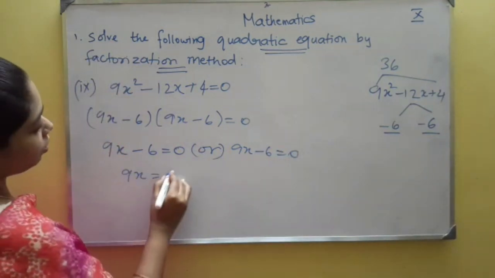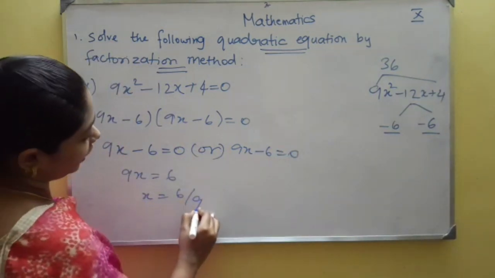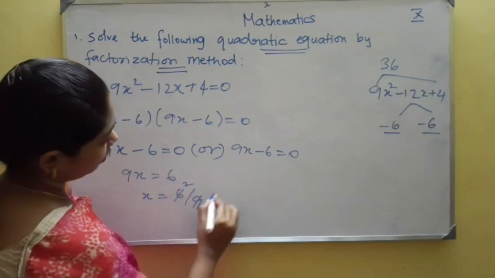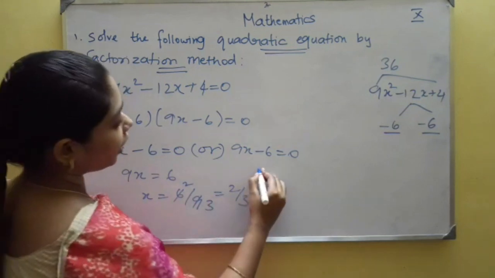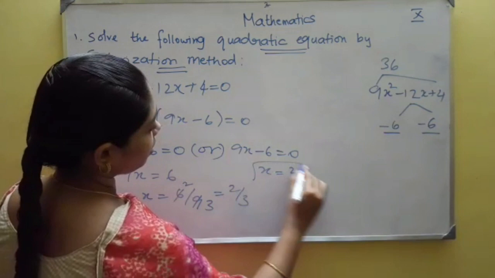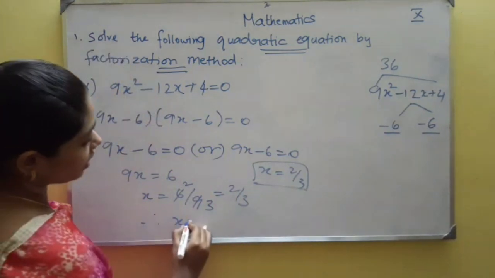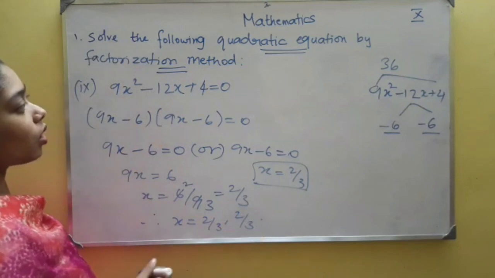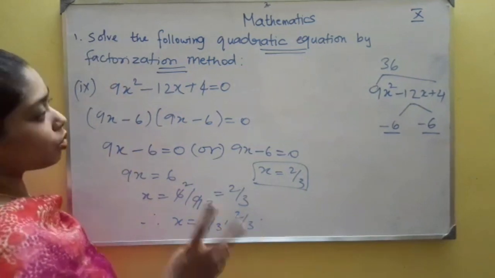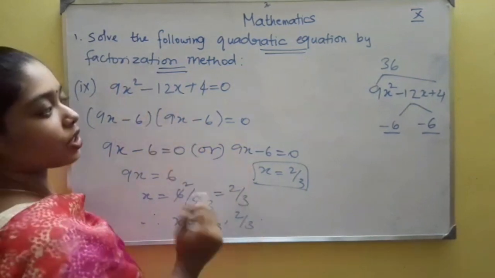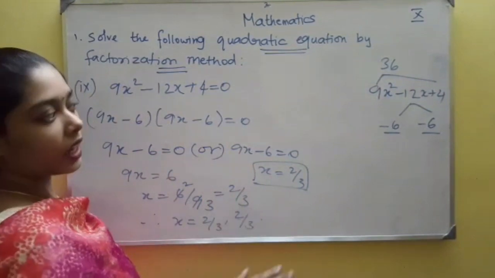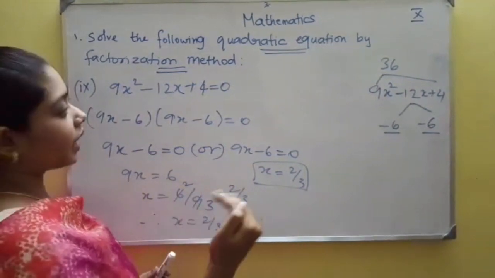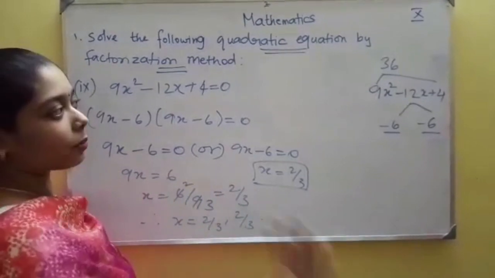And this is 9x equal to 6 and x is equal to 6 by 9, which gives you 2 by 3, right? Same way here also you will get 2 by 3. So while concluding your solution, x is equal to 2 by 3 comma 2 by 3, write it twice, because a quadratic equation is supposed to have two solutions. Some quadratic equations give you two solutions that are both equal. I will tell you how we get such a solution in upcoming topics.